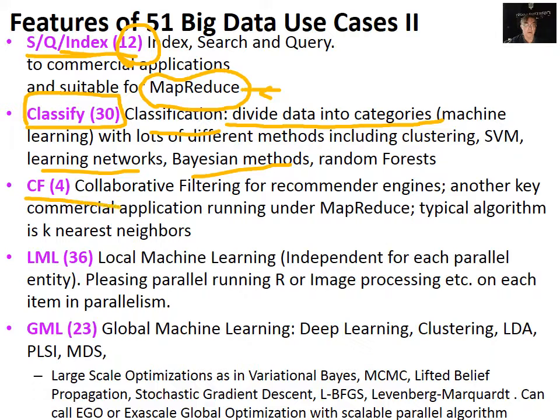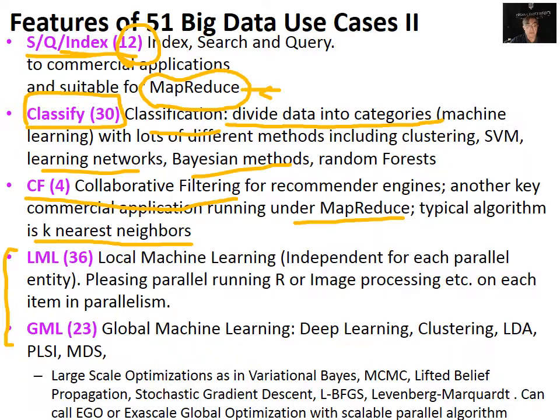An especially important area in e-commerce is collaborative filtering, because that drives recommender engines, which is a key commercial application. It tends to use MapReduce, and the typical algorithm is the one that finds your nearest neighbors. Now, we will dwell on this a bit, but machine learning is what you might call the cosmic classification of algorithms. I should, by the way, stress that these features are not independent, namely an application that does classification almost certainly uses machine learning. So these sort of overlap.